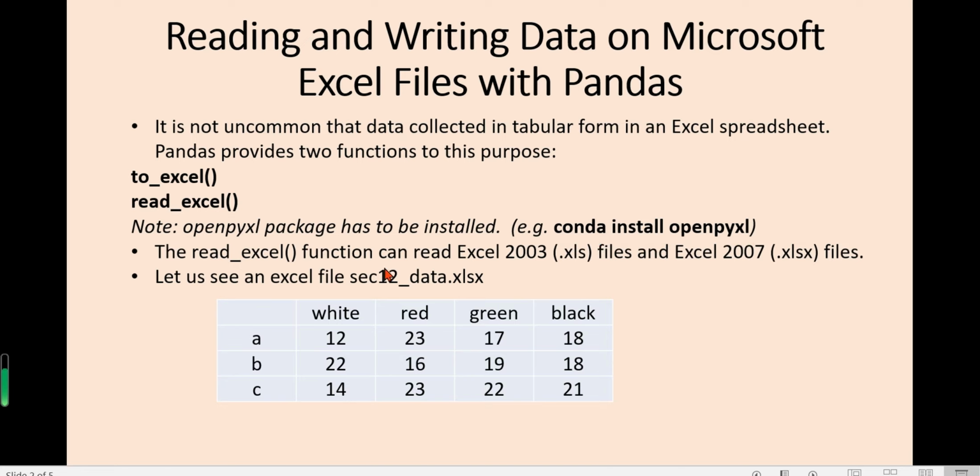The read_excel function can read Excel 2003 and 2007 versions. So let us see an Excel file. This is the first sheet with 3 rows and 4 columns. The first row is the index, and the first column is the name of the variable.